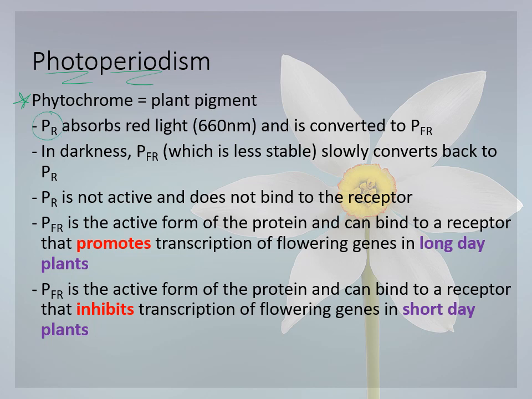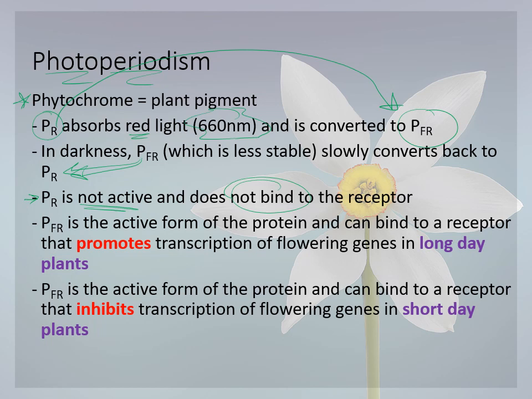We talk about phytochrome red, which is going to absorb red light. That's why we call it phytochrome red, right? And it's going to be converted into phytochrome far red. In the darkness, without the energy from that red light, phytochrome is going to go back to the more stable version, phytochrome red. So light turns red into far red. In the darkness, far red goes back to red. Phytochrome red is never, ever, ever active. It is stable. It doesn't do anything. It does not bind to any receptors.